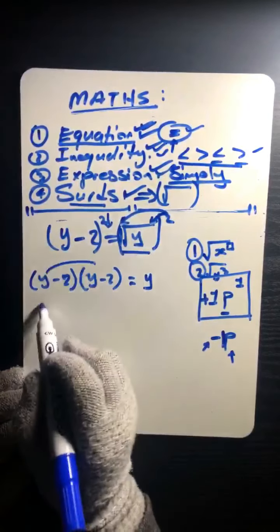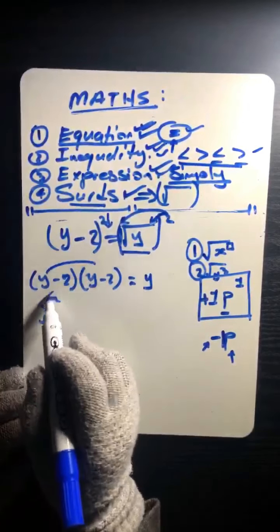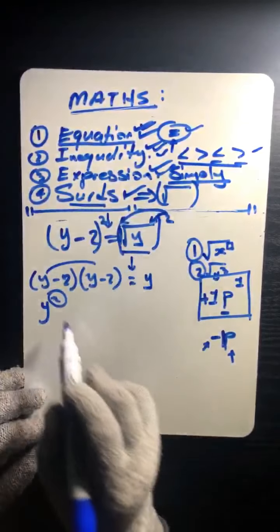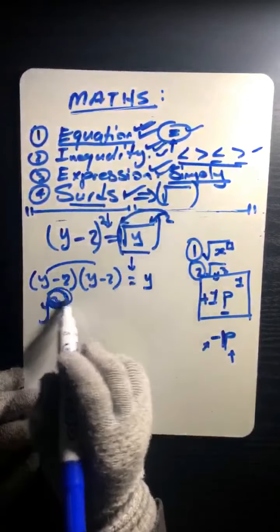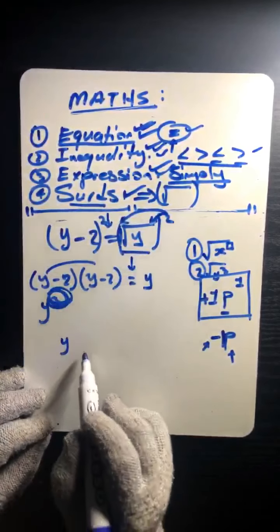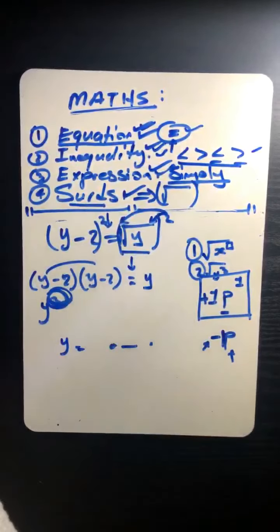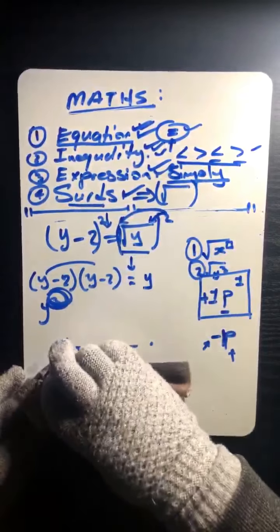Now you times that by that, you end up having y squared, and because of this y squared, it makes it a quadratic equation, which means you are going to have two values of the unknown being y. So that's all that I wanted to explain with regards to this one. I'm not sure if it makes perfect sense what I've explained over there.